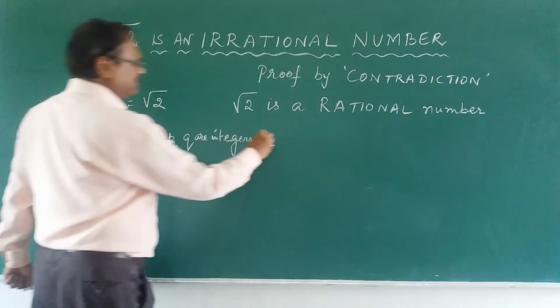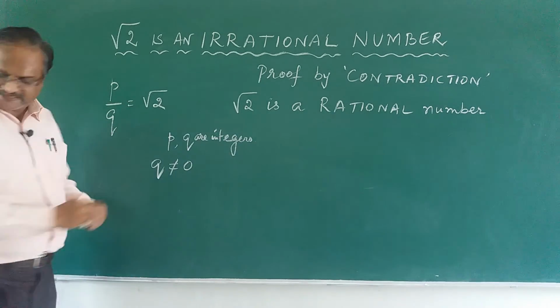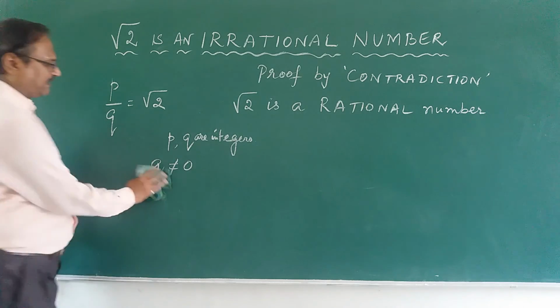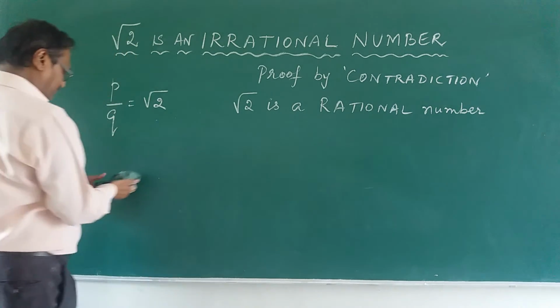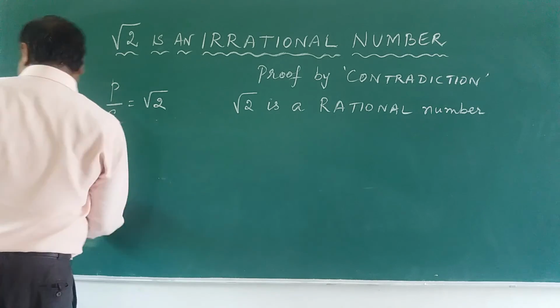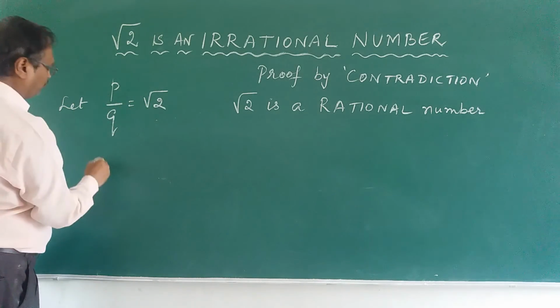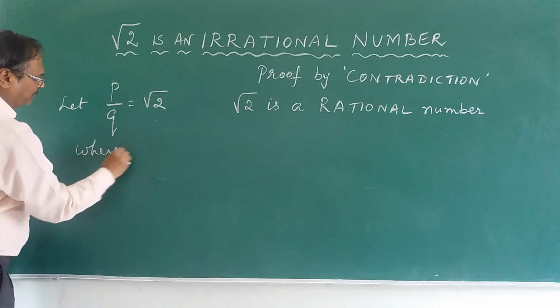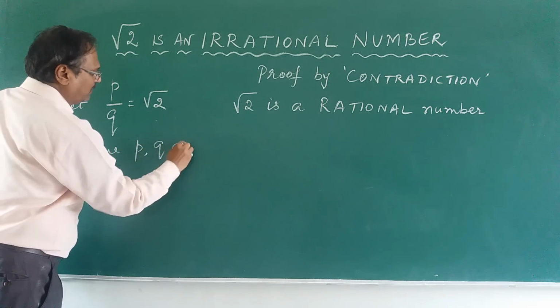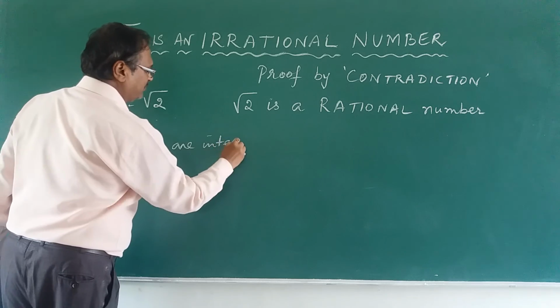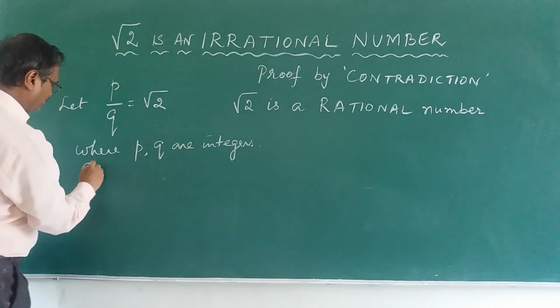Now, from here, let me erase, you need to be very clear. Let me write the steps very carefully. Let P by Q be equal to root 2, where P and Q are integers, and Q is not equal to 0.